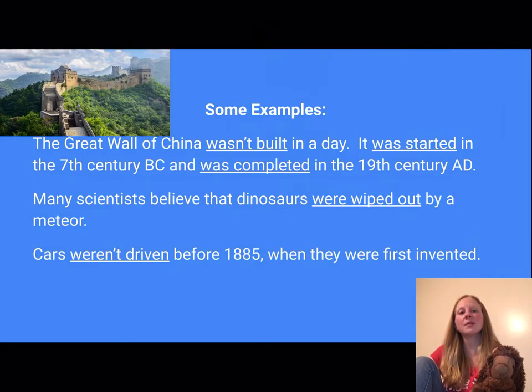Let's look at some more examples. So, the Great Wall of China wasn't built in a day. It was started in the 7th century BC, and it was completed in the 19th century AD. Over 2,000 years. So, we use the passive voice here. We use the past simple passive because we're not asking about who built it. We're asking when it was built. Now let's look at the next one. Many scientists believe that dinosaurs were wiped out by a meteor.